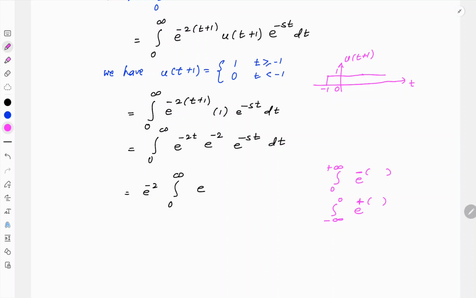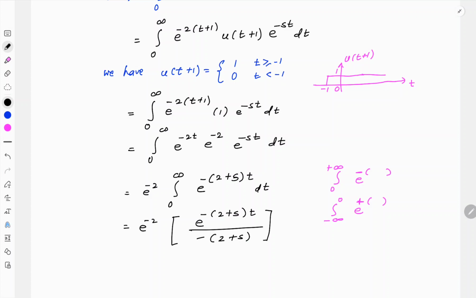In our case, we have the limits 0 to infinity, so it is plus infinity. So we have to take the negative sign common. So e raised to minus, from the first term e raised to minus 2t, we can take 2 common, minus s, so minus is already taken common. So (2 plus s) into t dt. Let us take its integration now. e raised to minus (2 plus s)t upon minus of (2 plus s) with the limits 0 to infinity.